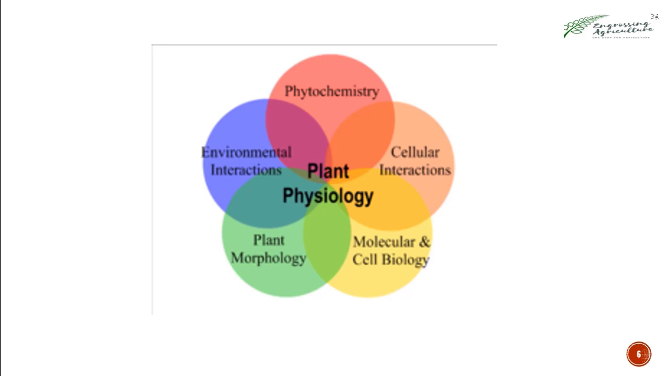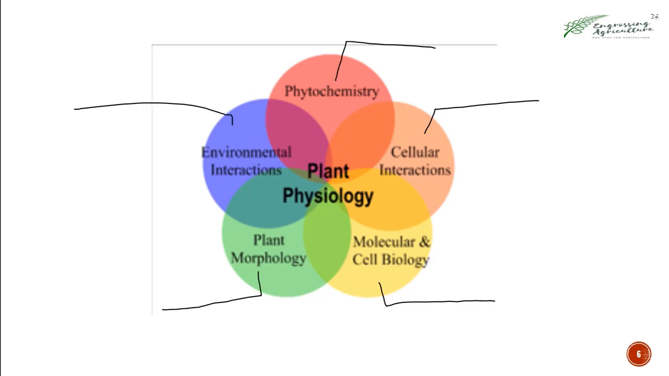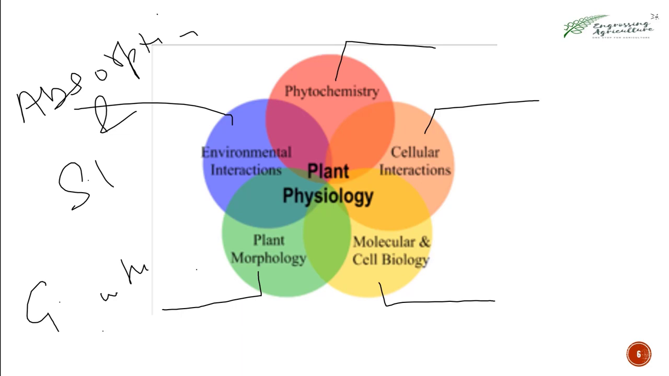In this, what is the main thing you need to understand? Which different things will be included in each? Let's start with plant morphology. Plant morphology contains growth and development. Environmental interaction means absorption and stress management. Stress can be biotic, abiotic, etc.